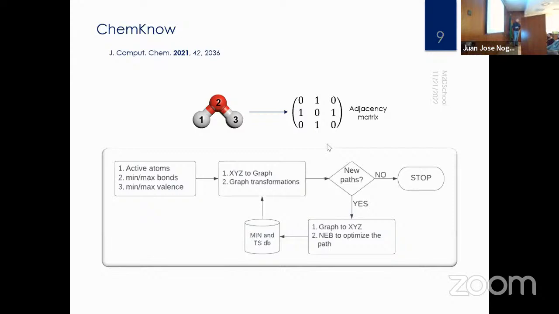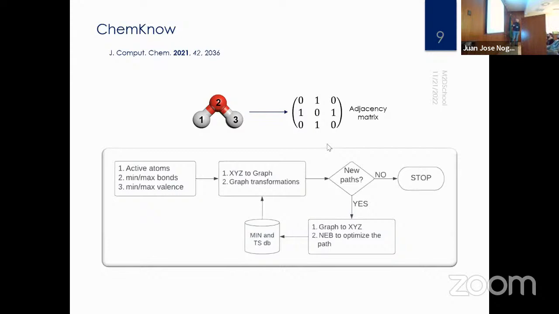So one alternative could be to use chemical knowledge. And we have a module which is called ChemKnow, for chemical knowledge. What we do here is employ graph theory. I don't know if you're familiar with graph theory. How many of you are familiar with graph theory? 2 people, 3, 4 people, 5.